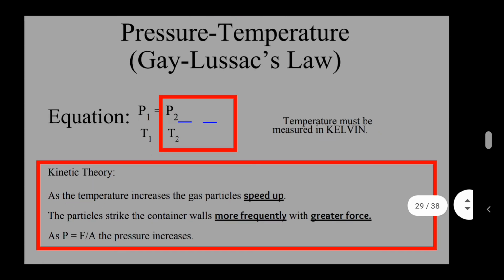So again, this one, remember, has no volume because volume is constant. So this is P1 over T1 equals P2 over T2.